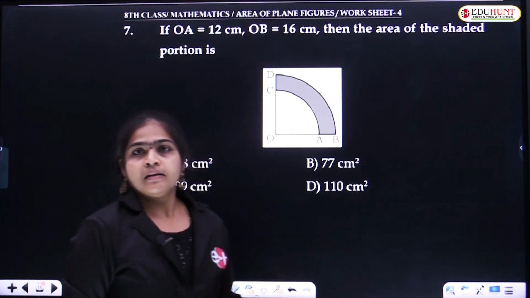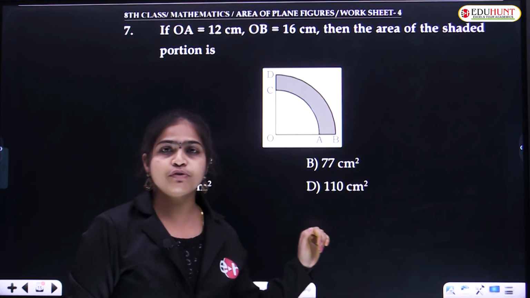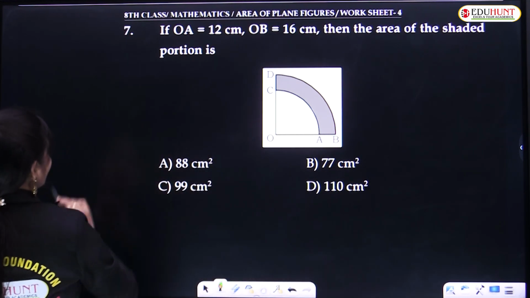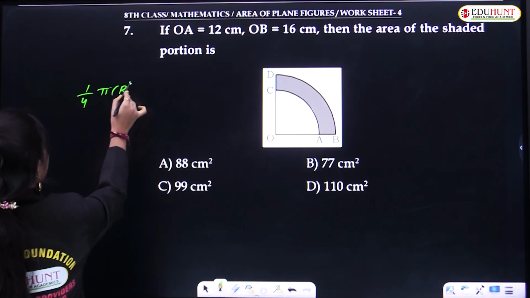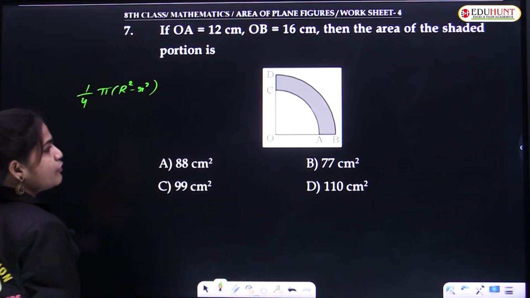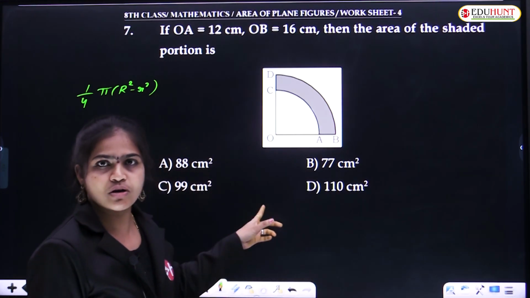See here, this is a quadrant ring. This formula we also learned. What is the formula to find the area of a quadrant ring? That formula is 1 by 4 pi into R square minus r square. This is the formula to find the area of a quadrant ring. Already we discussed it in that concept.